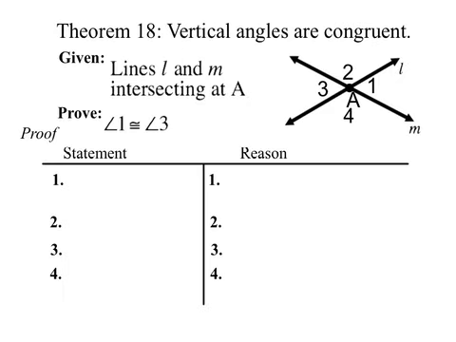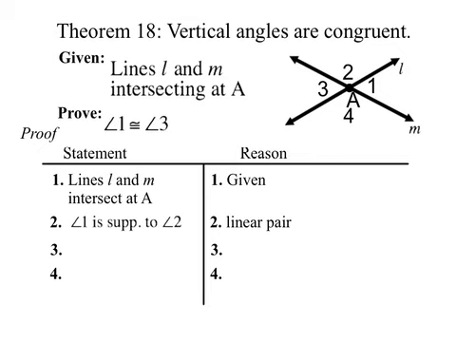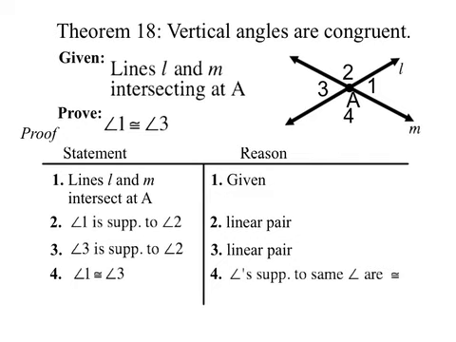We set it up. We're given that we have a pair of lines that intersect in a point, which we'll call point A. And we're going to prove that angle 1 is congruent to angle 3. By definition, you can see that angle 1 and 3 is a pair of vertical angles. Well, first we'll state the given, that lines L and M intersect at point A. And then we can say that angle 1 is supplementary to angle 2 because they form a linear pair. And angle 3 is supplementary to angle 2 because they form a linear pair. And then it's a short proof. We've proven now that angle 1 is congruent to angle 3 because angles supplementary to the same angle are congruent.